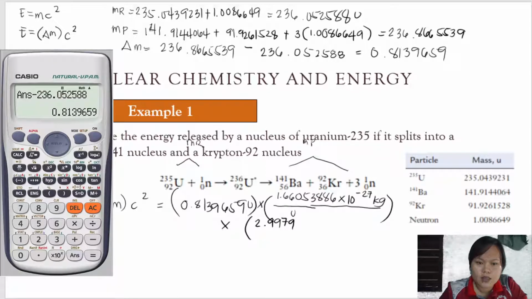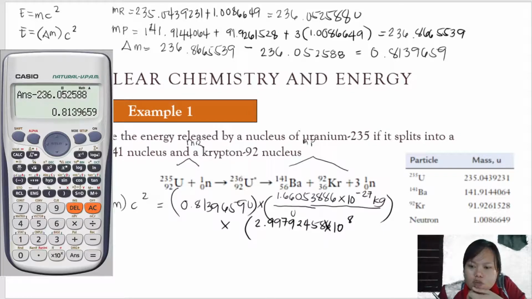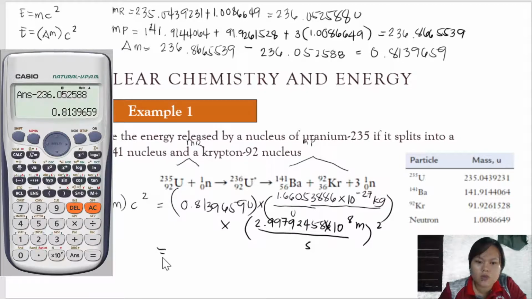The speed of light is 2.99792458 times 10 raised to 8 meters per second. Okay, let's square that.